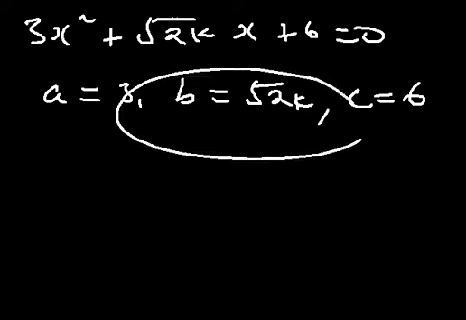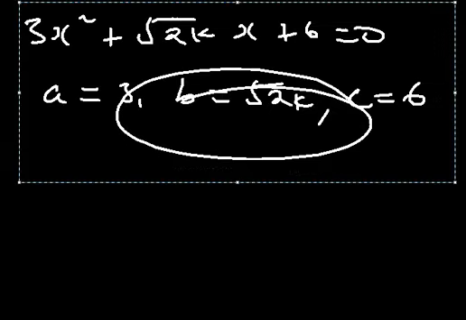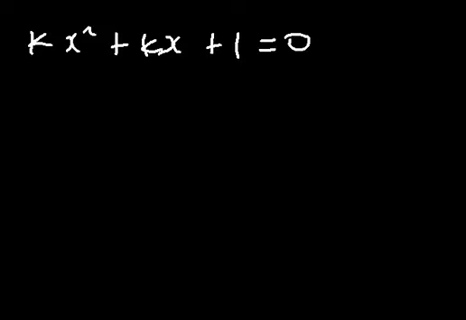So try to work it out at your own time, from the fact that the discriminant will be given as 0. And also try this as well at your own time. Let's say we have kx squared plus kx plus 1 equal to 0. And also try this one out at your own time. So keep that in mind.